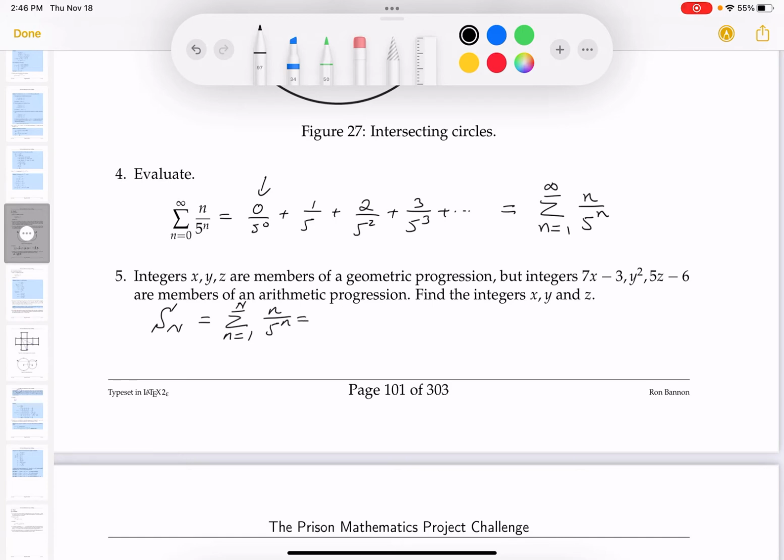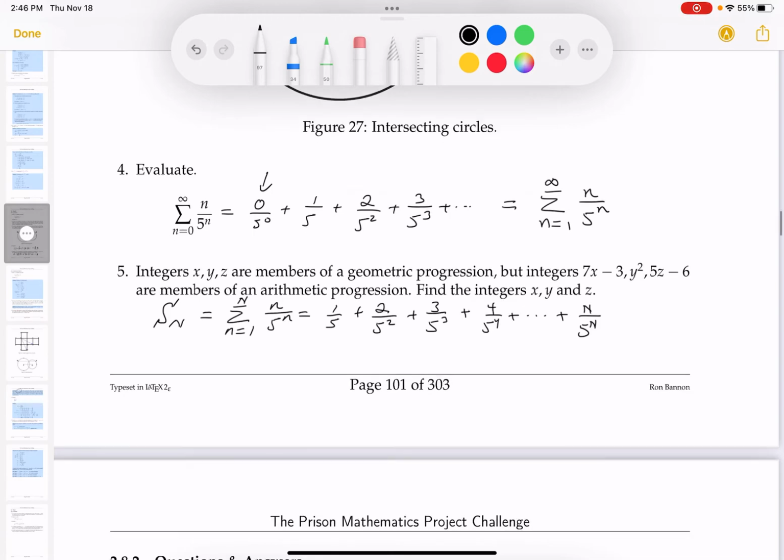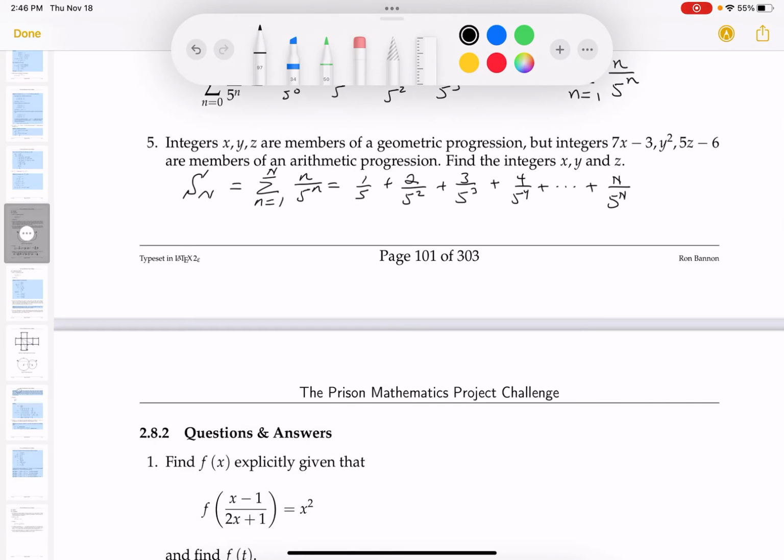And what's that going to equal? I'll write this down for you. It's 1 over 5 plus 2 over 5 squared plus 3 over 5 cubed plus 4 over 5 to the fourth. I'm getting kind of tired here. Plus yada, yada, yada. And then I get to the very last term, which would be the big N over 5 to the big N. Yeah, just the big N. All right. So someone says, what are you going to do now?